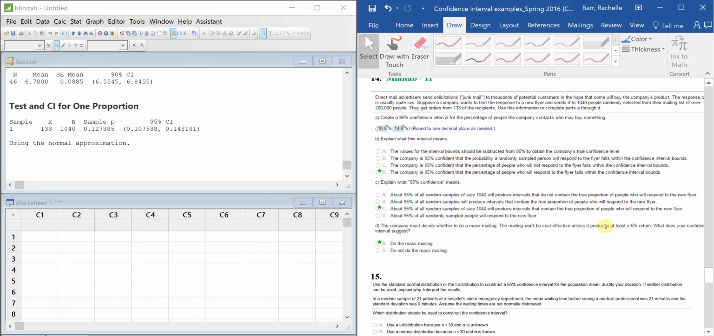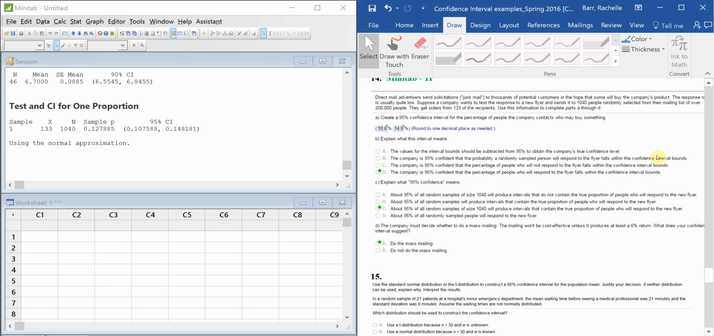Anyway, I'm going to talk you through all of these answers and why they're wrong really quick. The first one says the values for the interval bounds should be subtracted from 95% to obtain the company's true confidence level. That's just nonsense. So remember, confidence level is you figuring out how far out you need to go to make sure you capture the true mean 95% of the time. So why are we subtracting from confidence? That doesn't make sense. Anyway, the next one says the company is 95% confident the probability of a randomly sampled person responding to the flyer is within the confidence interval bounds.